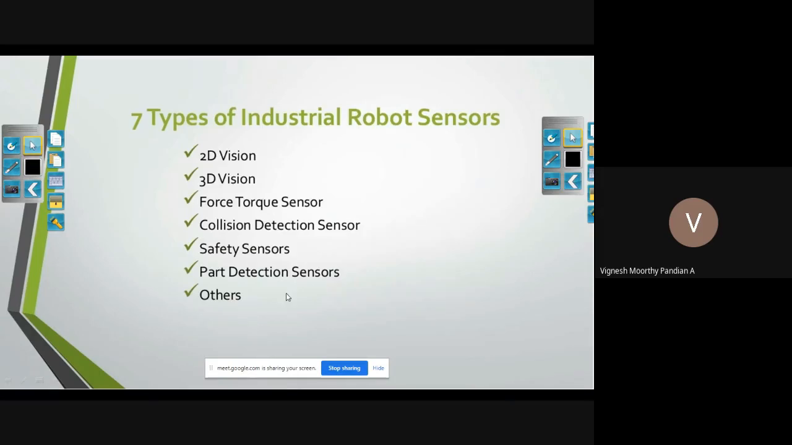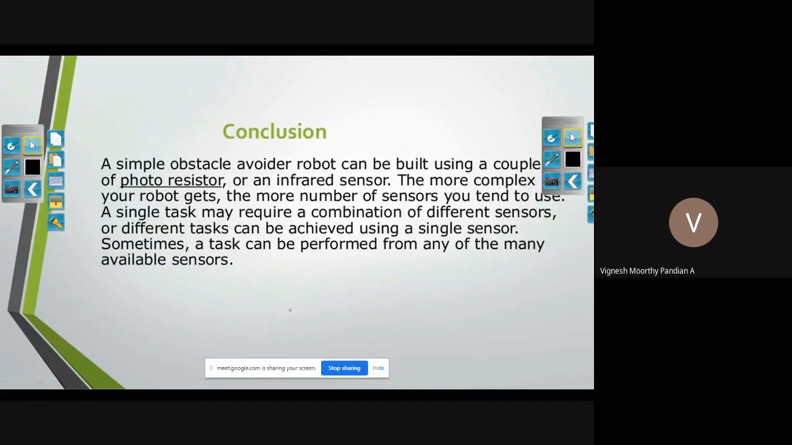Seven types of industrial robot sensors: 2D vision, 3D vision, force shock sensor, collision detection sensor, safety sensors, part detection sensors, and others.